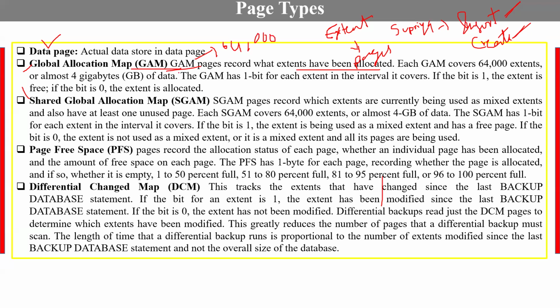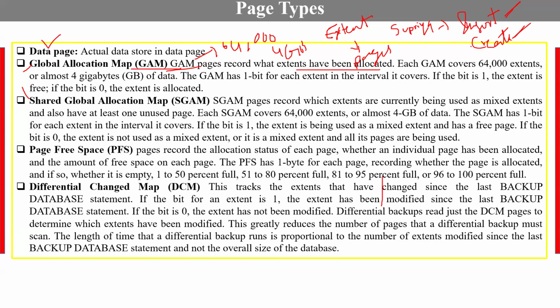64,000 extents information will be available in the GAM page. Each GAM page covers 4 GB, and it contains 64,000 extents information.